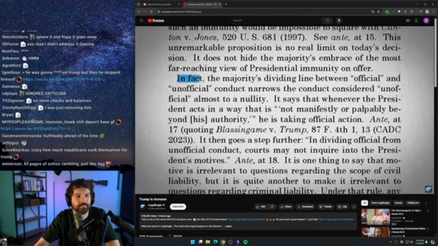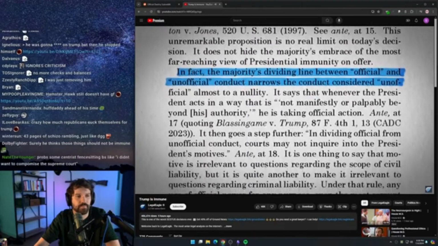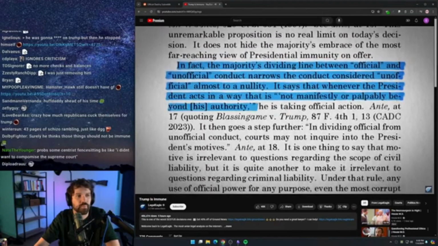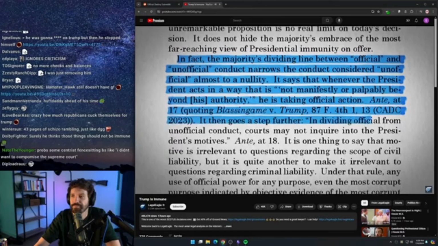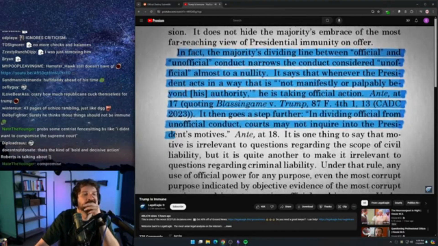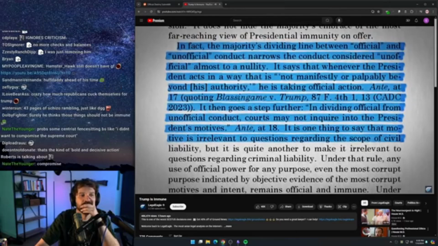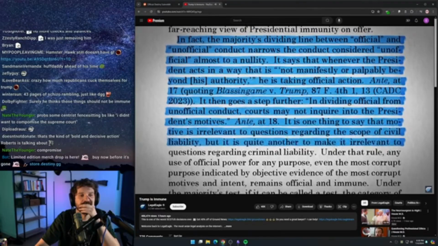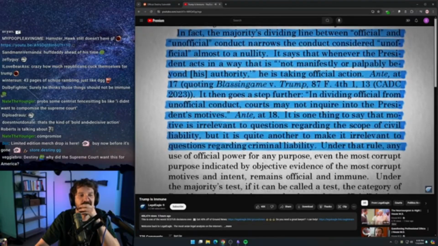As Justice Sotomayor says, in fact, the majority's dividing line between official and unofficial conduct narrows the conduct considered unofficial almost to a nullity. It says that whenever the president acts in a way that is not manifestly or palpably beyond his authority, he's taking official action. It then goes a step further. In dividing official from unofficial conduct, courts may not inquire into the president's motives. It is one thing to say that motive is irrelevant to questions regarding the scope of civil liability, but it is quite another to make it irrelevant to questions regarding criminal liability.